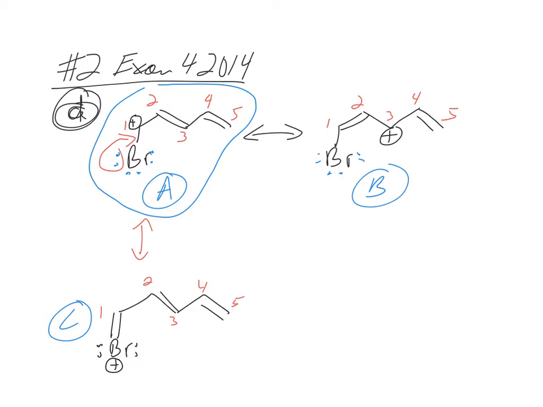So the most stable resonance structure is the one that has full octets. So that would of course be C. But the next best one would be A, and then the next best one would be B, right? Full octets is really the best way to go. So what is the order? This would be top, middle, bottom.